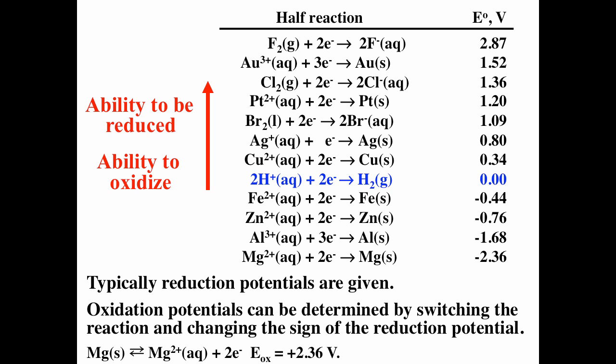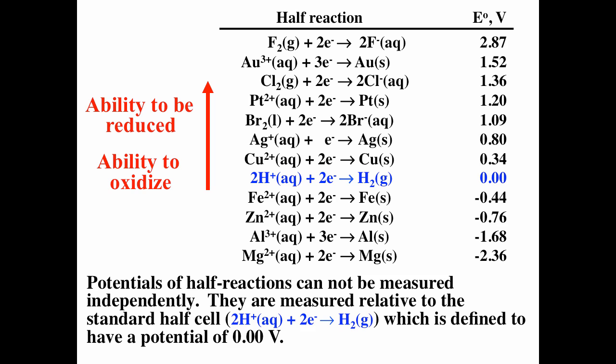Now, you can determine oxidation potentials by switching the products and the reactants. If you look at the bottom reduction potential, you have magnesium 2+ plus 2 electrons going to magnesium metal, which gives you a reduction potential of minus 2.36. Now, on the very bottom of the page, you have magnesium metal going to magnesium ions plus 2 electrons, and that gives you an oxidation potential of 2.36. And so to go from reduction potential to oxidation potential, you switch the reaction and you change the sign. The reduction potential for magnesium ion is minus 2.36. The oxidation potential for the magnesium metal is plus 2.36.